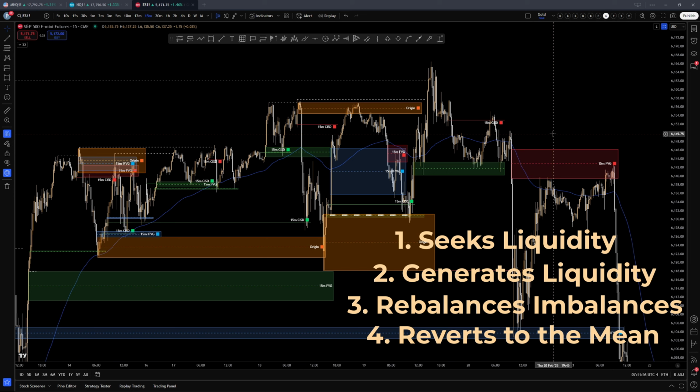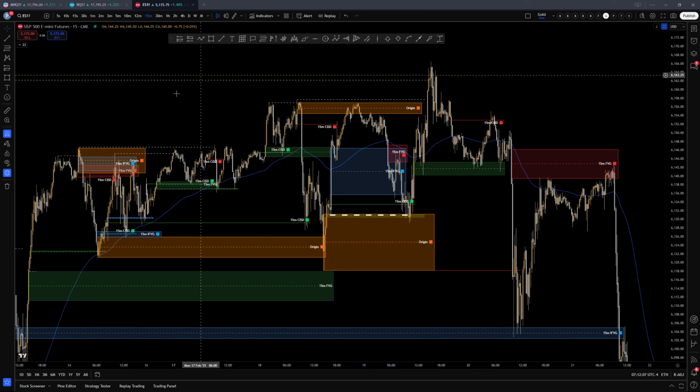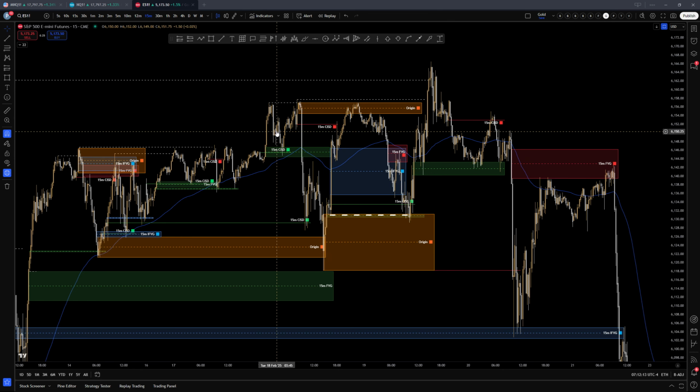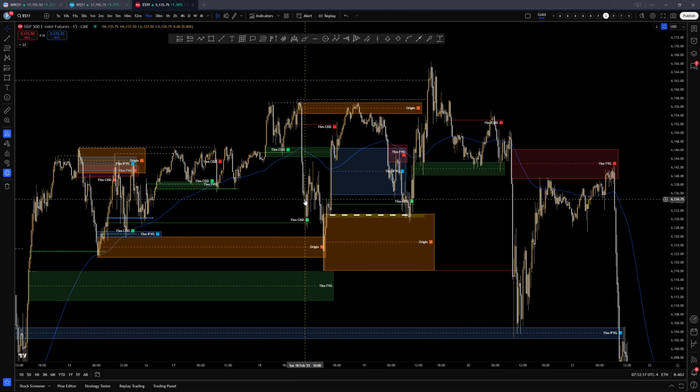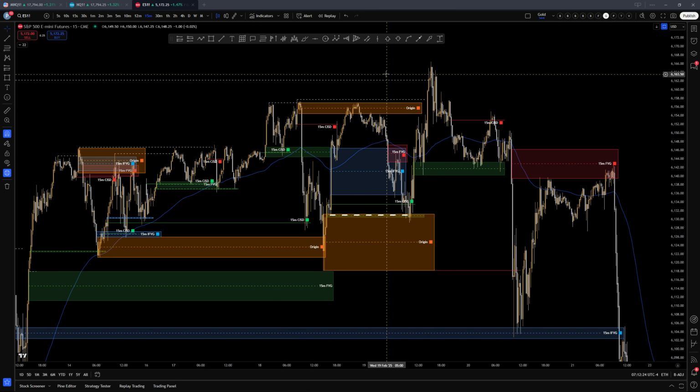Now, if you consider all of these things we've learned so far in all the videos, including this one, in that context, you'll start to see what price is actually trying to do at the moment. Well, here it's generating liquidity with all these highs. Now it's taken that liquidity, so it's sought out the liquidity, and then it's reverting back towards the mean again, and so on. Now it's rebalancing an imbalance, going back towards the mean, and then it's taking liquidity. And yeah, I think you get the point by now.